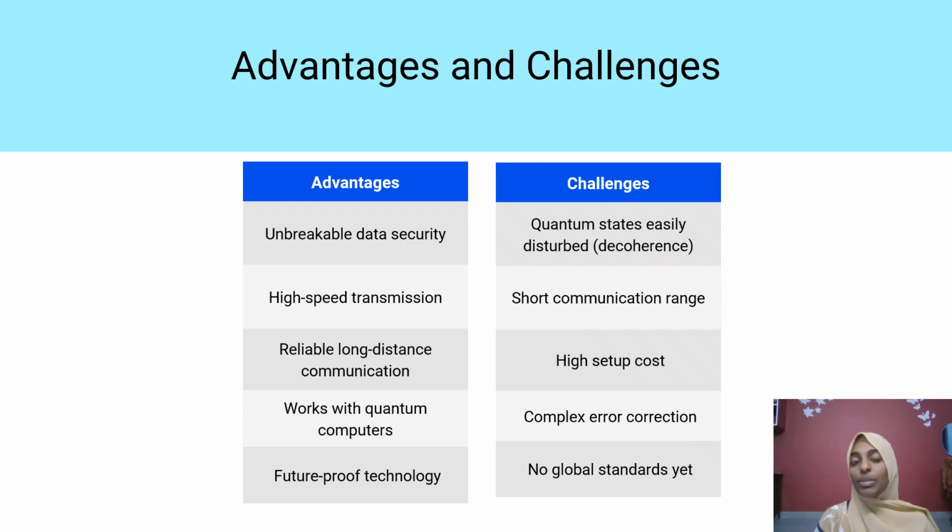quantum states are easily disturbed. If any of the particles are in coherence and there are changes in the environment, they quickly get decoherence, so it is considered a challenge. Also a short communication range, high setup cost, which is very expensive to maintain all the infrastructure of these quantum related things, complex error correction, and no global standards yet. So these are the advantages and challenges of the quantum internet.